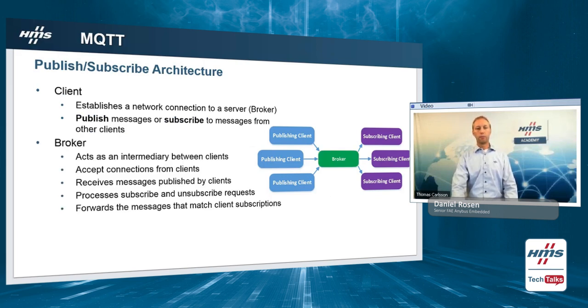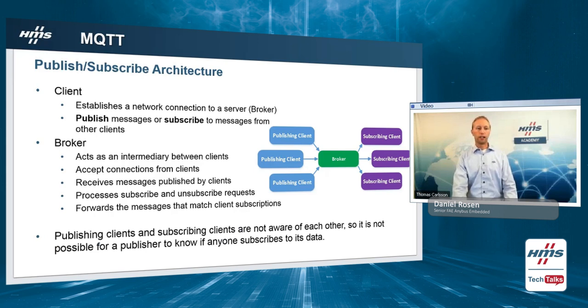And in the middle, we have the broker. It acts as an intermediary between publishing clients and subscribing clients. All clients connect to the broker. Publishing clients publish data to the broker, and the broker sends the messages to the subscribing clients. The broker also processes all subscription and unsubscription requests from the clients. As you can see in the picture, there is no direct connection between the publishing client and the subscribing client. So there is no way for a publishing client to know if there is anyone subscribing to its data.